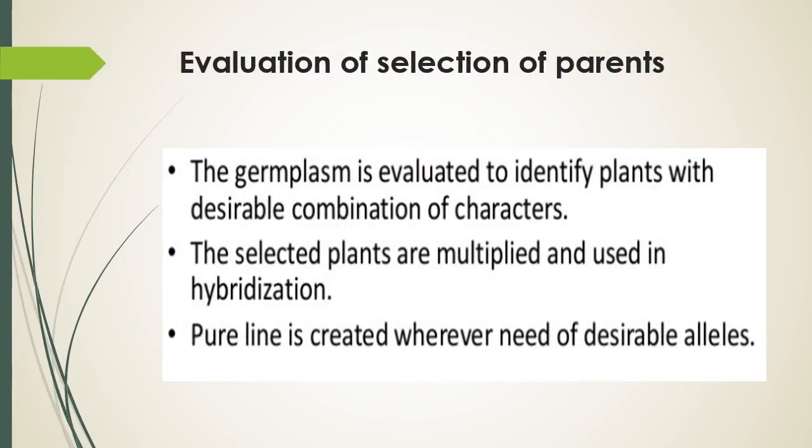Come to the second point, that is evaluation and selection of the parents. So the germplasm has been evaluated and we are evaluating what are the desired characteristics that we want to have in that plant. Okay, and these plants that we have, you have to raise that plant, and these selected plants have been multiplied and used in the hybridization. How can we multiply? It's not an easy process. Okay, they are writing only one word, that is multiplied, but how can you multiply it?